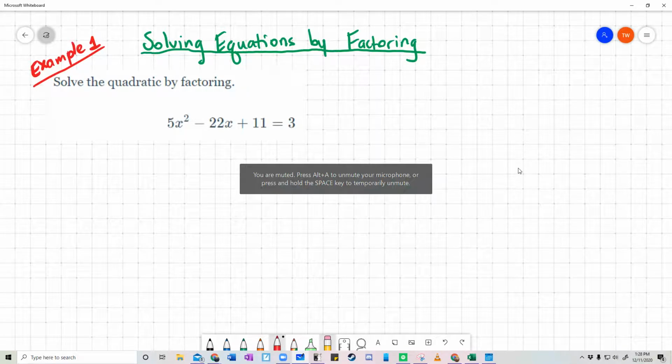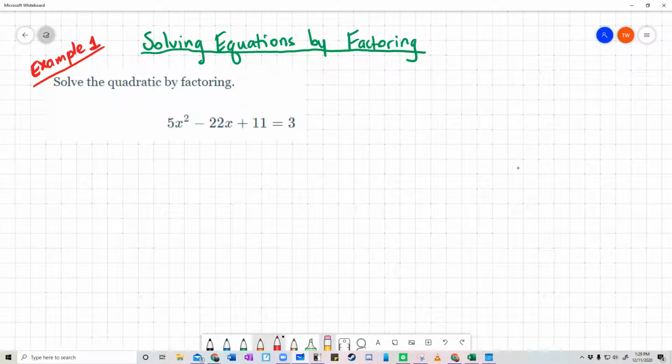Hey guys, I want to show you two examples for how to solve a quadratic by factoring when it turns into that type of factoring where the a value in front of the x squared is not 1 and it's also not a greatest common factor. Notice they say solve, so we want to actually figure out what x equals.